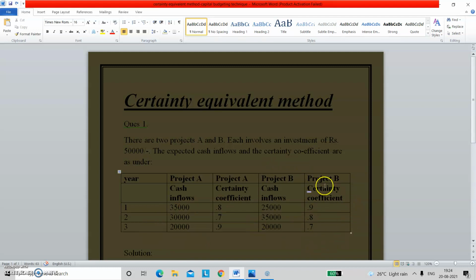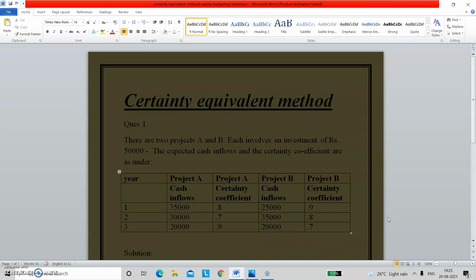In case the company opts for project B, there is a certainty coefficient of 0.9 that it will earn a cash inflow of 25,000 in the first year. A coefficient of 0.8 applies to earning 35,000 in the second year, and 0.7 to earning 20,000 in the third year.